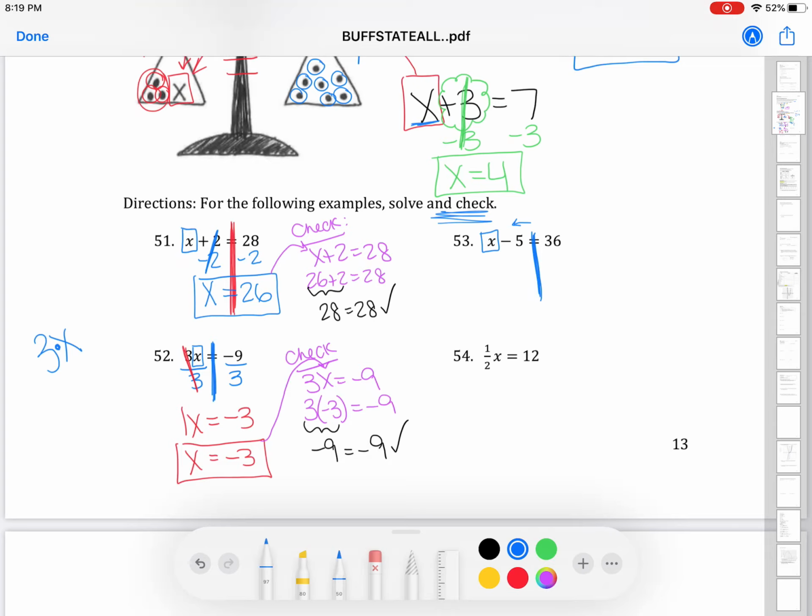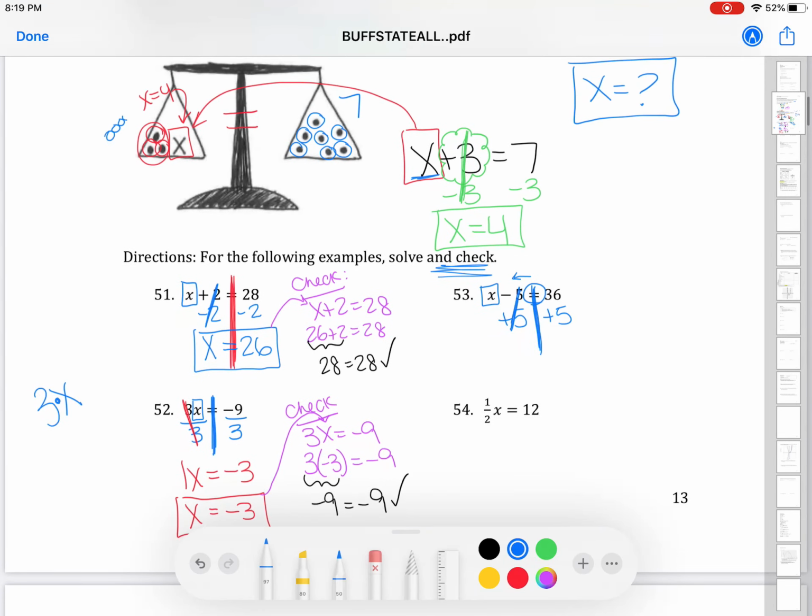At the next one, here's my equal sign. So I'm trying to get x by itself. The only thing that's also on the left side of my equal sign with that x is a minus 5. How do you undo a minus 5? You add 5. So I'm going to add 5 to both sides.